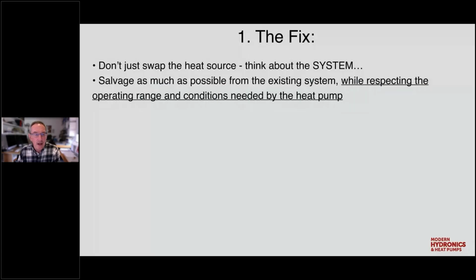So again, how do we fix something like that? Well, we have to think system-wide rather than just the heat source. And we want to think about, what can we salvage from the existing system? There may be a large portion of the existing system that can be salvaged, but we always have to respect that operating temperature and flow rate conditions that are required by the heat pump.